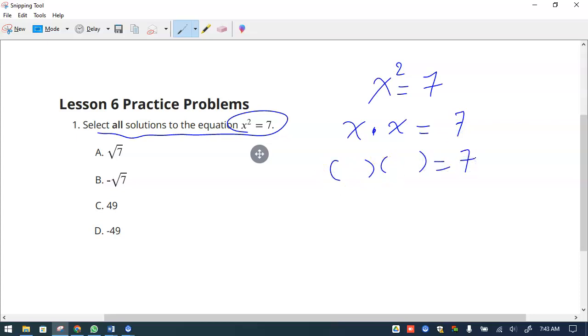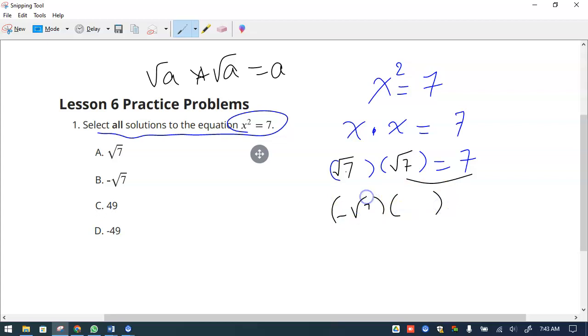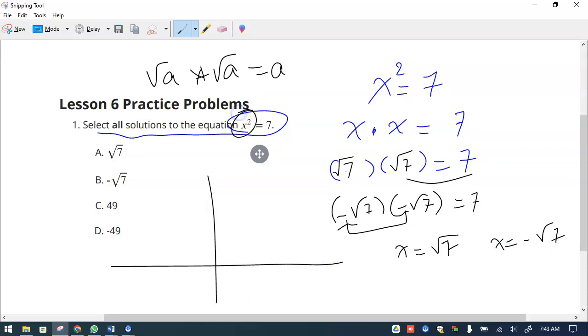One option is we can put the square root of 7, because last time we have seen that square root of a times square root of a is a. Or we can also think of negative square root of 7. Negative square root of 7 also gives you 7, because two negatives make a positive. So x takes the value not only square root of 7, but also minus square root of 7.